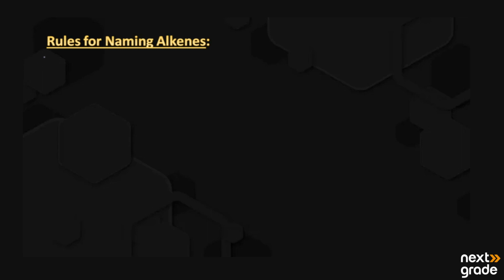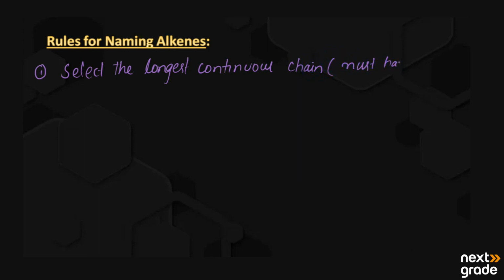The first rule for the naming of the alkene: we have to select the longest continuous chain, and that chain must have a double bond. So this is the main thing, that we are going to choose the longest chain, and this longest chain will be known as the parent chain.